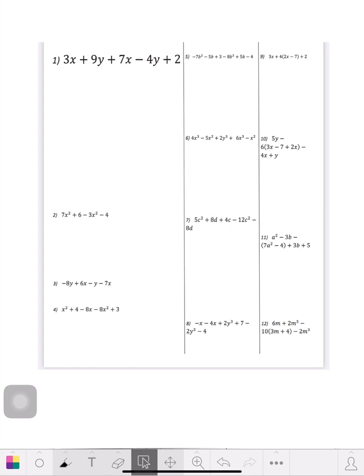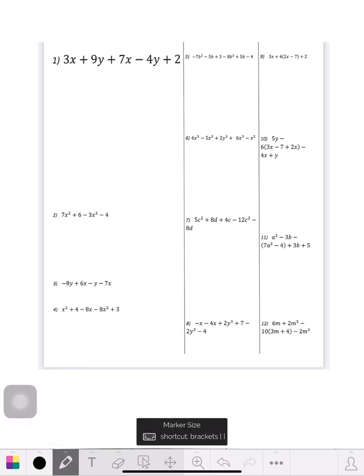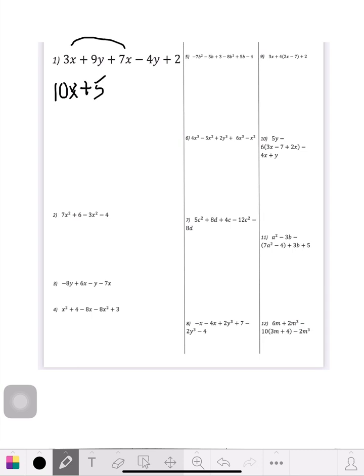So really, let's get the pen going. I'm going to make a broad tip. So that gives us these two together, gives us a 10x. Now, on the 9y, what do we have? We have 9y, and then we have a negative 4y, okay? So, positive 9 and a negative 4 gives us a positive 5. So we got a positive 5y.